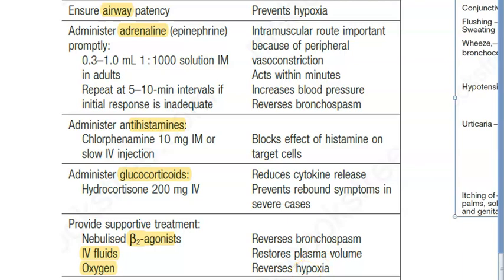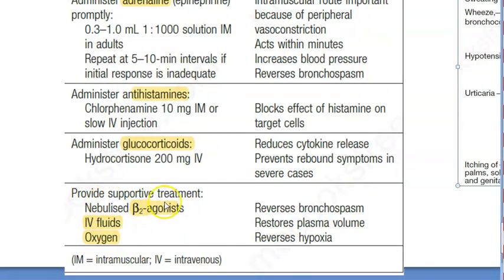Then you will do some supportive treatment, like you will give beta-2 agonist. Why will you ask that person to nebulize, breathe that beta-2 agonist? Because you want bronchodilation. You will reverse the bronchospasm. They are not saying bronchodilation, they are saying more like we will reverse the bronchospasm. Then you will give IV fluids.